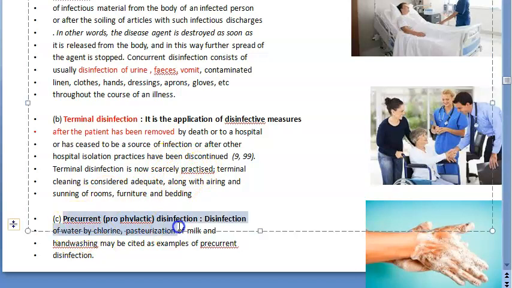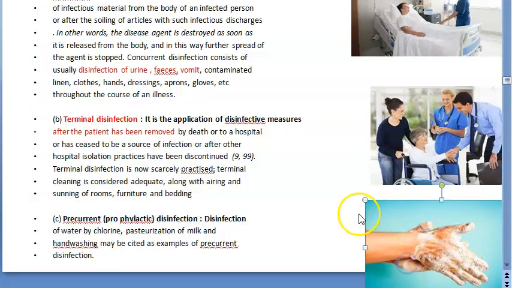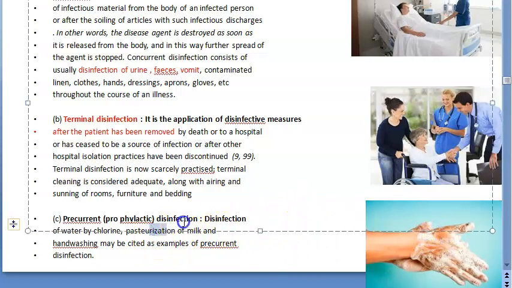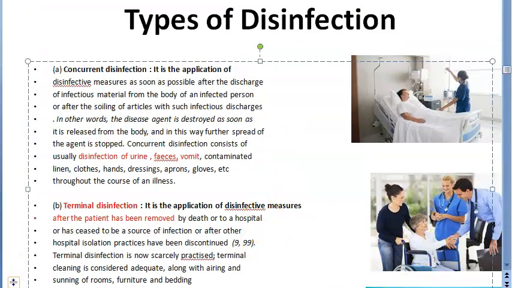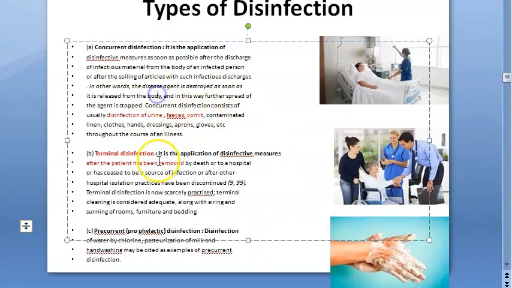They're not talking about fumigation, etc. Then the third one is PreCurrent or prophylactic disinfection, guys. That is disinfection done beforehand, to prevent. Here you can talk about hand washing, pasteurization of milk, chlorination of things before you actually use something. That is called PreCurrent or prophylactic disinfection. Hope you understood, guys. So what are the three types of disinfection? You have concurrent, terminal, and PreCurrent or prophylactic.